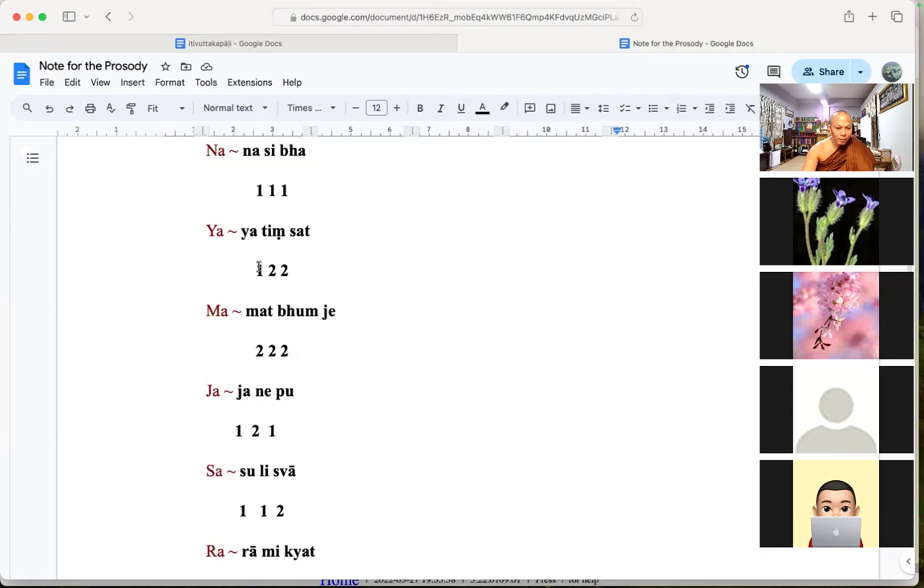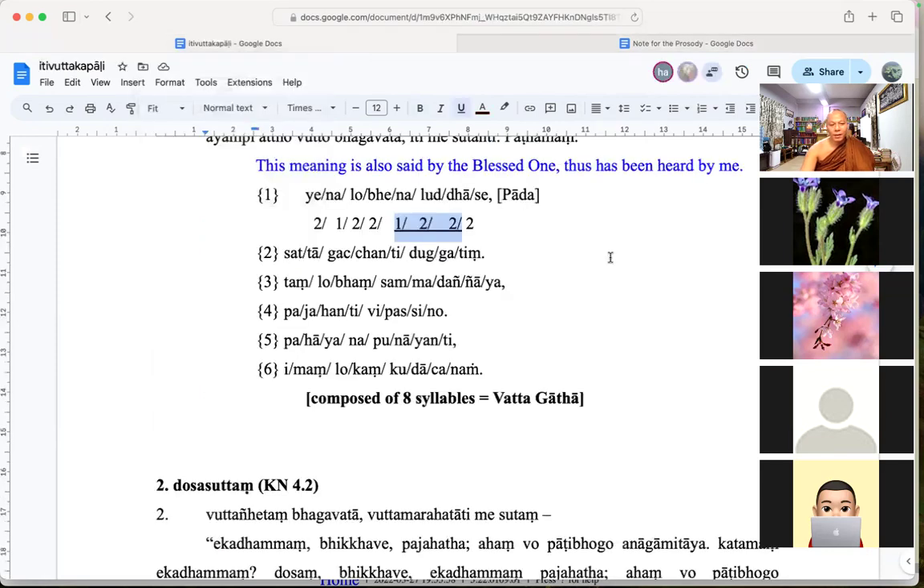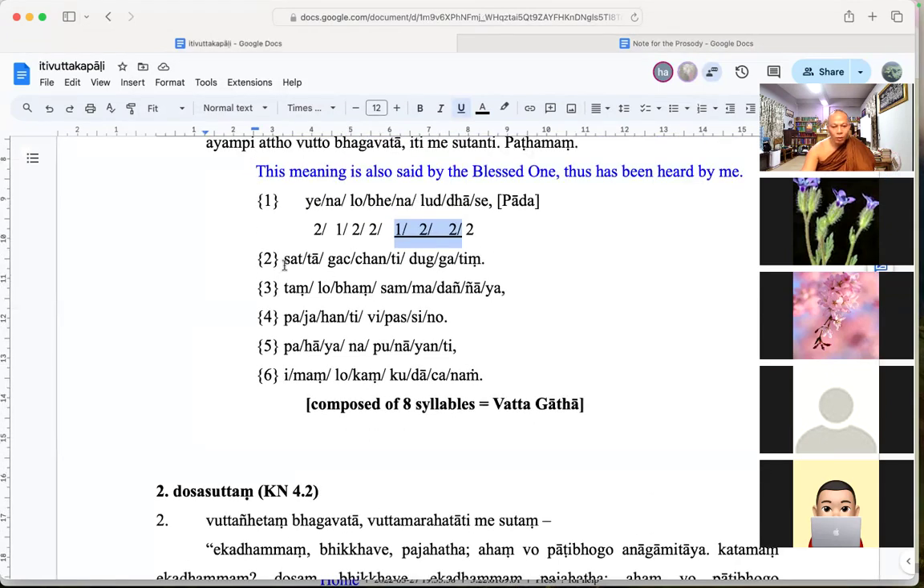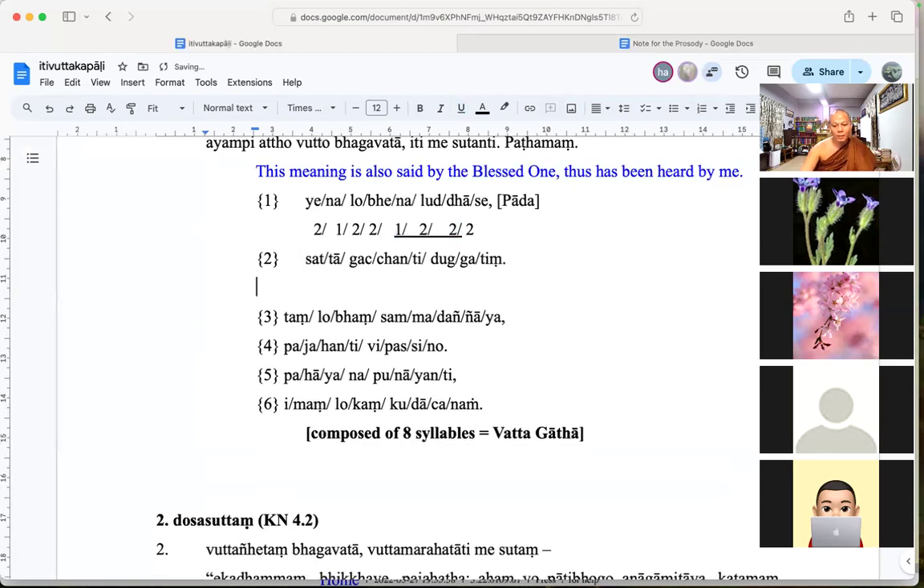You see, 1, 2, 2. That is yagana. Okay, that is yagana. And now the second, that is the odd line, the odd bada. And then now, the next bada, so the even bada.